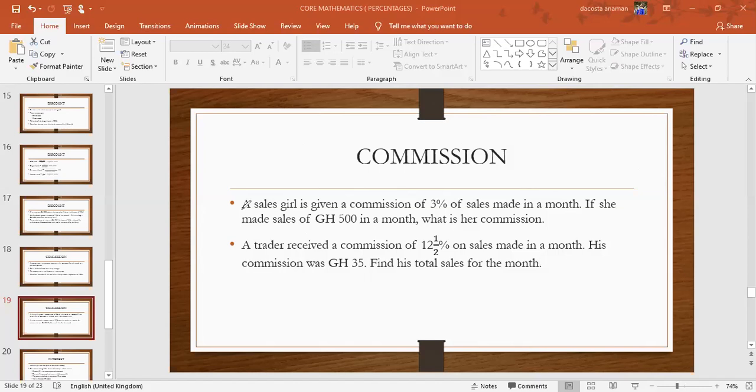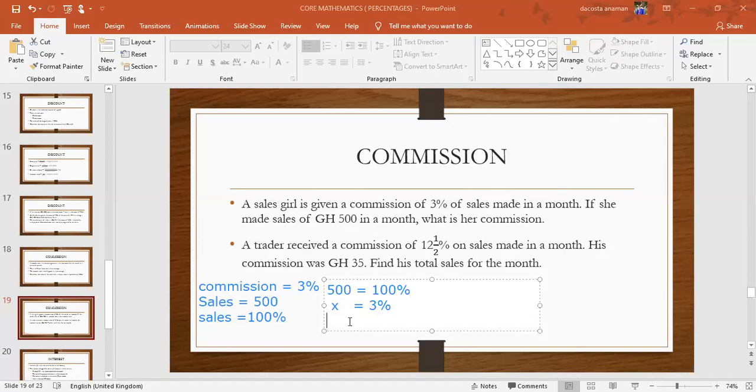As what? 100%. Is that okay? So if our total sales, which is 500 Ghana cedis, is equal to 100%, then what will be a commission if she's giving 3%? So you can use a lot of ways to do this. Is that okay? You can use a lot of ways.